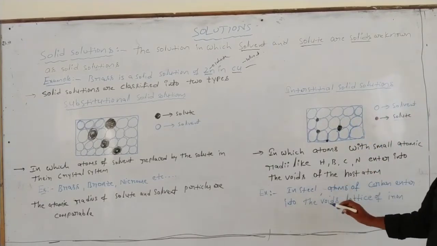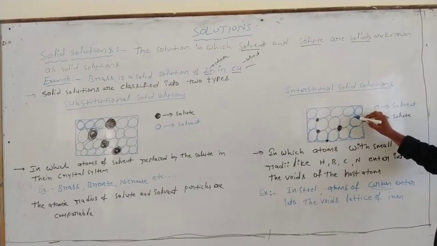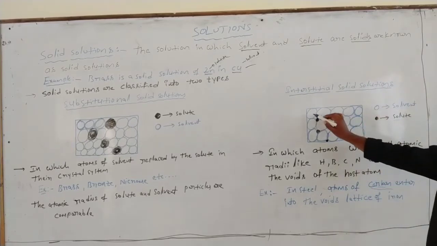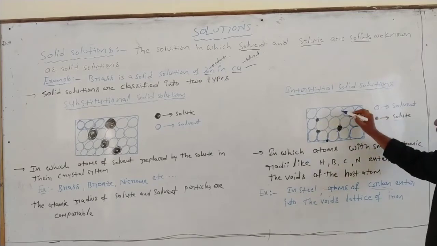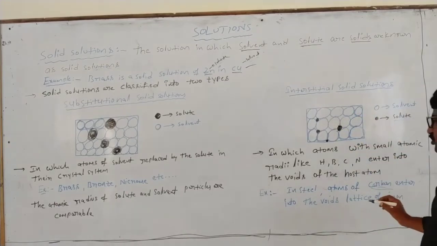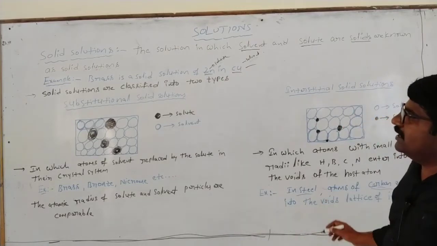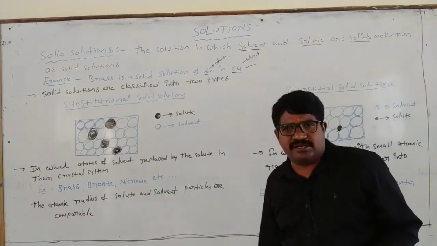An example is steel, in which atoms of carbon enter into the voids of iron. Consider these as the layers of iron, 1, 2, 3. In between the iron, the carbon particles are occupied. That is the constituent of steel. So these are the types of solid solutions. I hope you understand this concept.